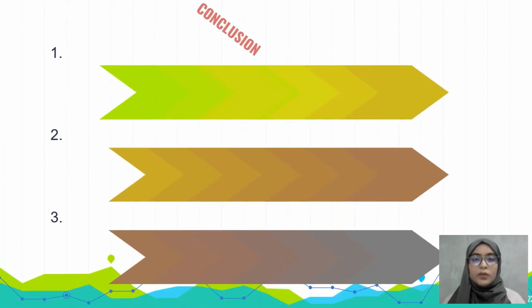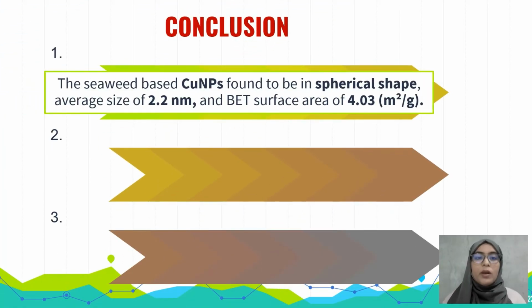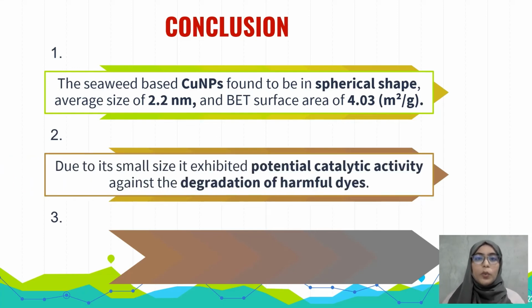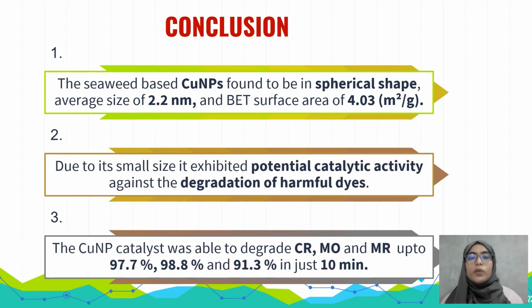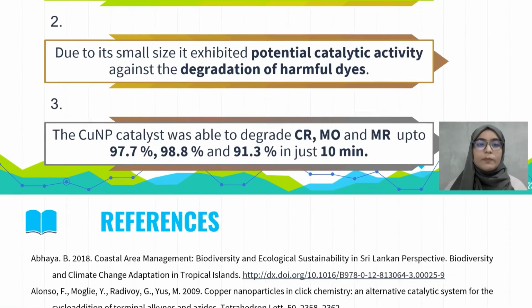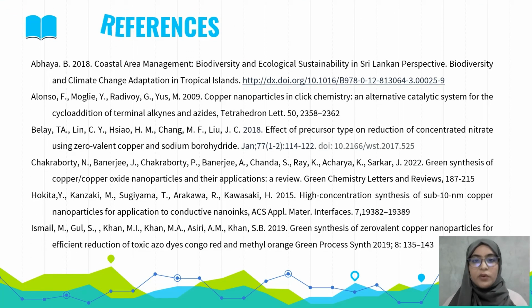Finally, I'd like to conclude with some important points. The seaweed-based copper nanoparticles were found to be in spherical shape with average size of 2.2 nanometer and BET surface area of 4.03 meters square per gram. Due to its small size, it exhibited potential catalytic activity against degradation of harmful dyes. It was able to degrade Congo red, methyl orange, and methyl red up to 97.7, 98.8 and 91.3% in just 10 minutes. So these are the references that we have used.